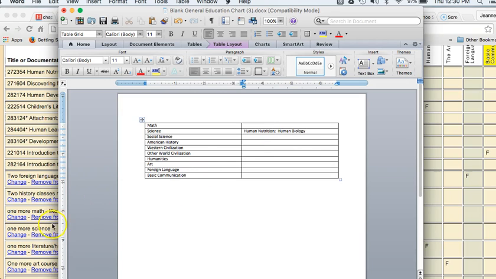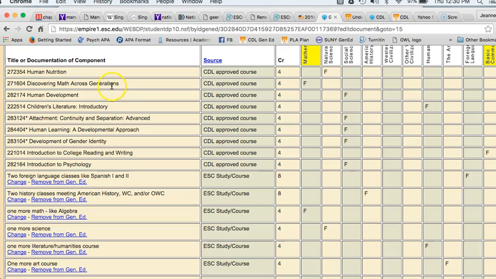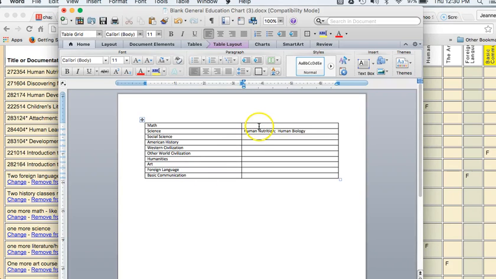All right. And that is going to go on the degree plan, and I'll put that on in a minute. So the next one we have is discovering math right here, discovering math across generations. I know that means math. And then I said I wanted another class like algebra, so we'll put that in too. So discovering math and algebra. This is all your Gen Ed chart is.